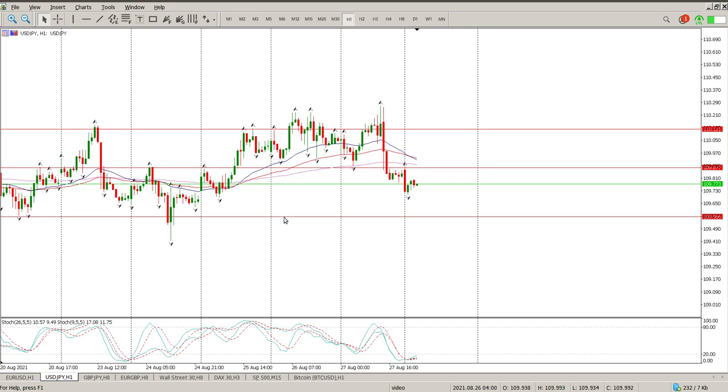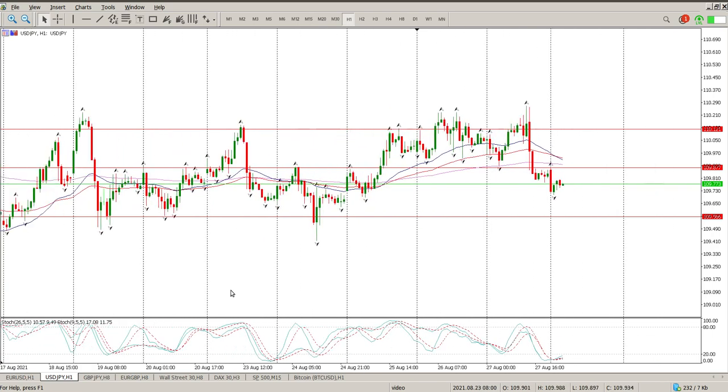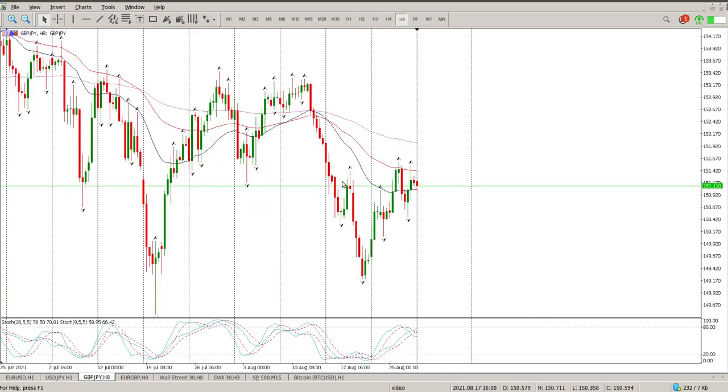Bear in mind that this level will offer support as well. That's 109.566. So a bit of a range. I don't like trading ranges when we're sideways like this. So I'll be sitting on the sidelines with that one.